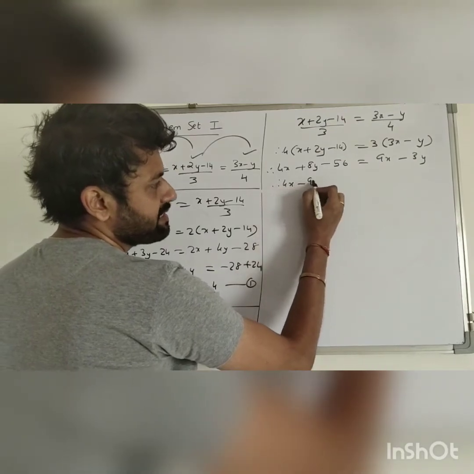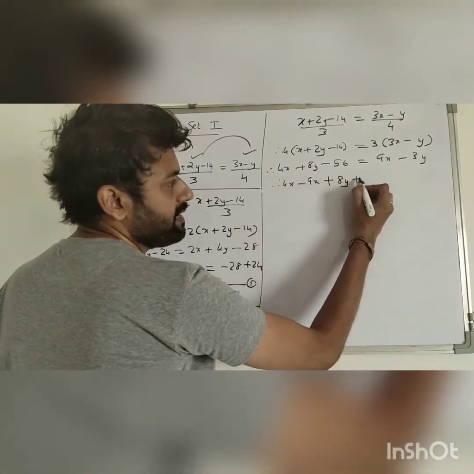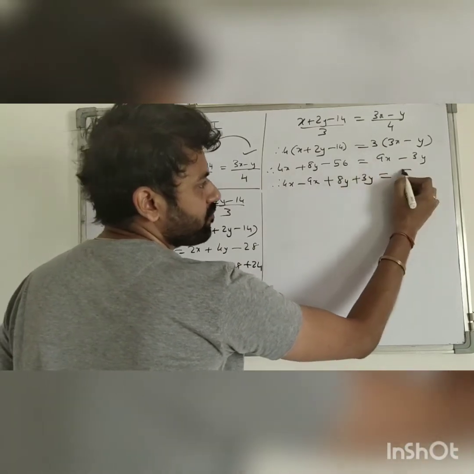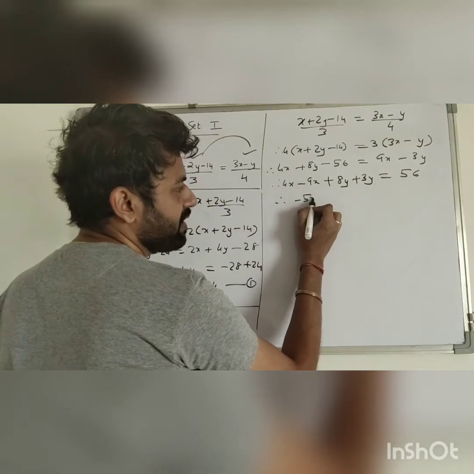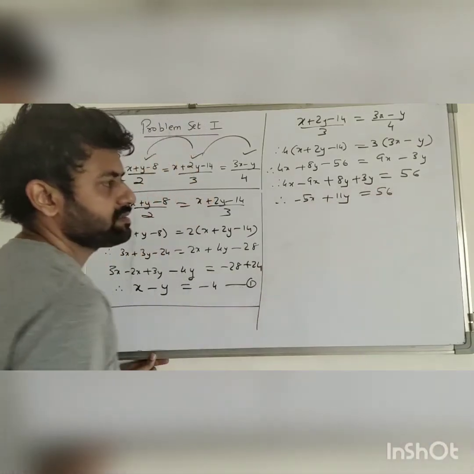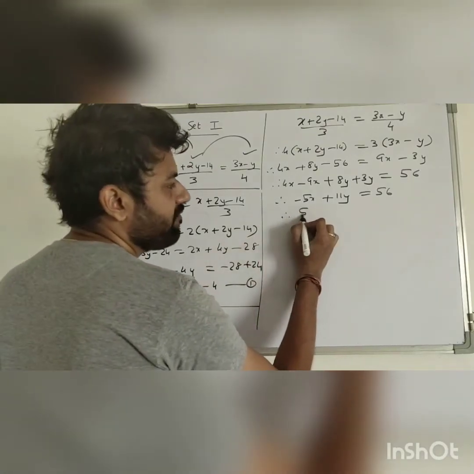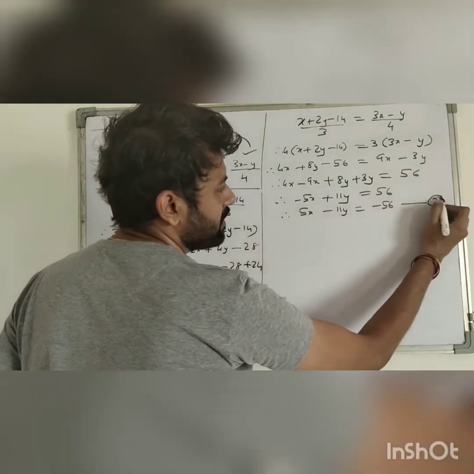4x minus 9x together, plus 8y plus 3y together, is equal to 56. 4x minus 9x is minus 5x. 8 plus 3 is 11y is equal to 56. Therefore, we get 5x - 11y = -56. This is equation number 2.